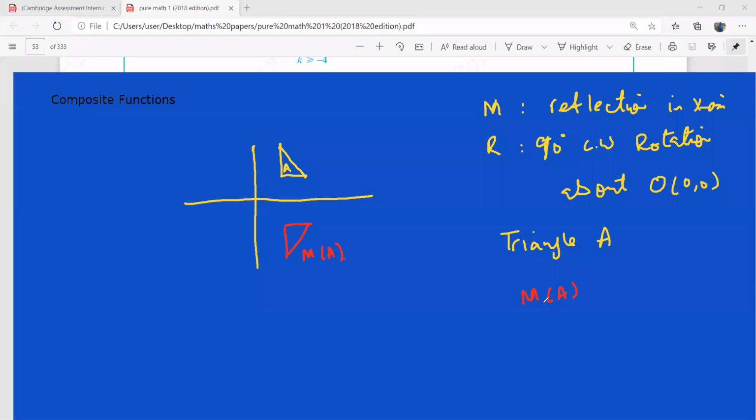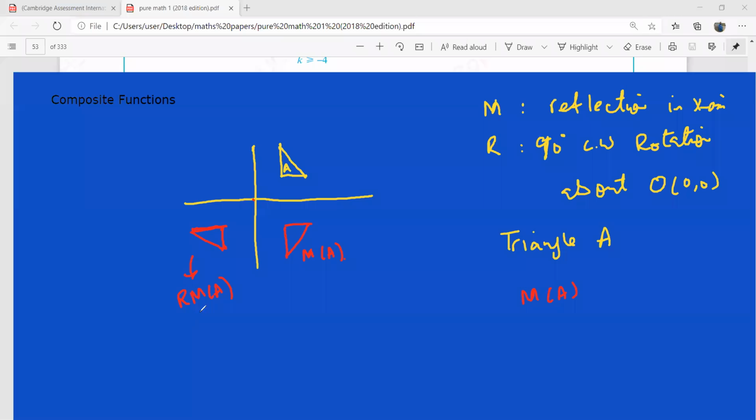What if I rotate this M of A 90 degrees clockwise about the origin? So this might come here like this. So what should be the name of this triangle now? You said R of M of A, this would be very good. This is going to be RM of A.